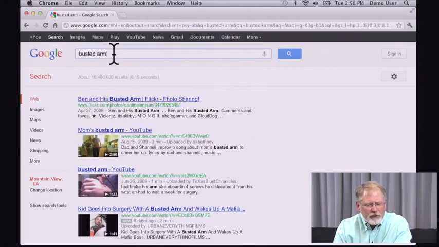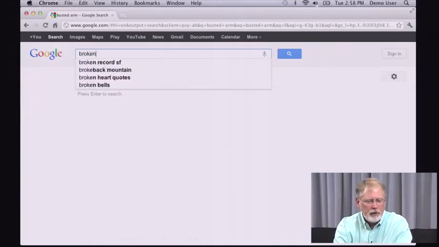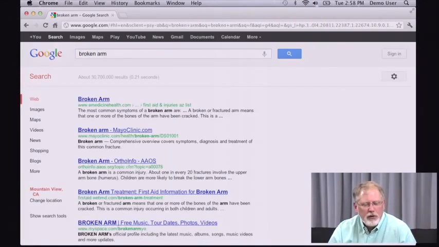What you might want to do instead is replace that query with a more appropriate word choice, like, say, even something as simple as broken arm. You could use fracture. You could use another sort of medically appropriate term, but what you're really trying to understand is that the words you choose will influence the kinds of results you get.